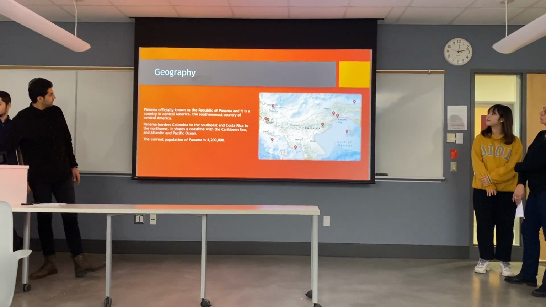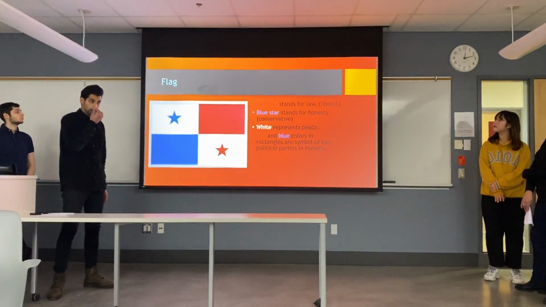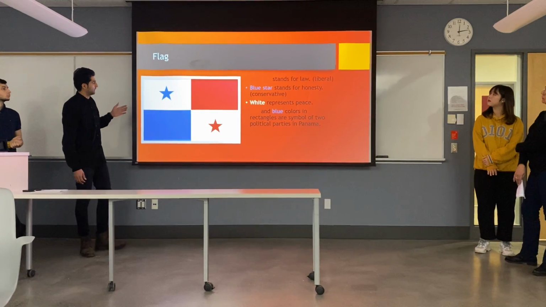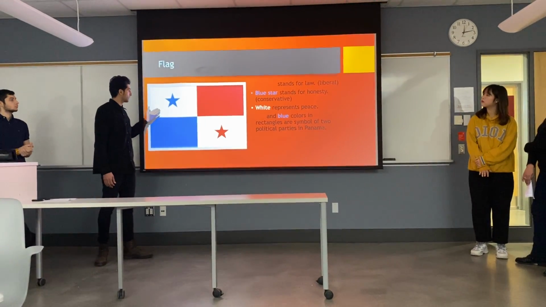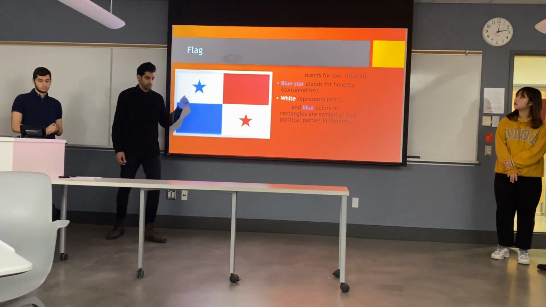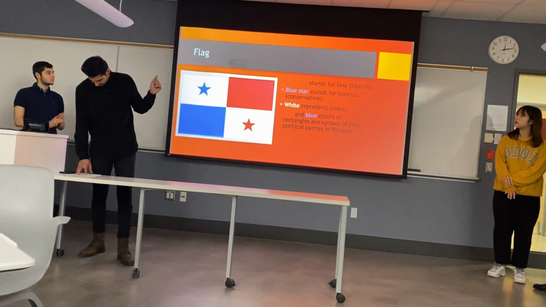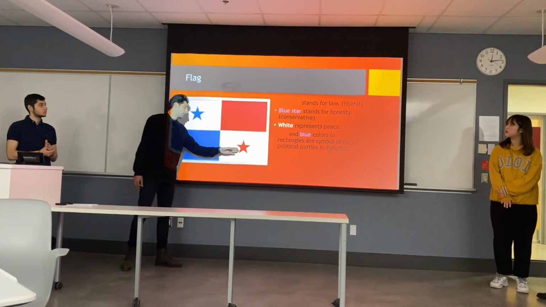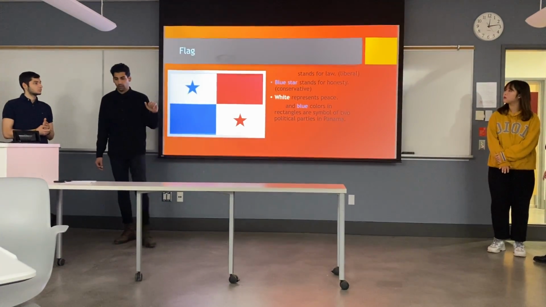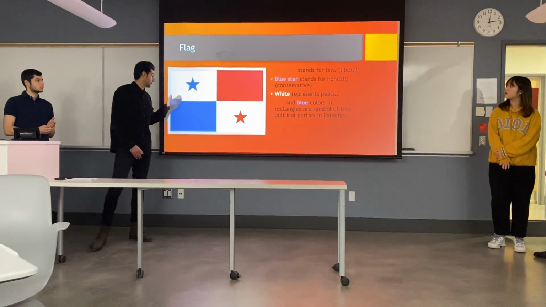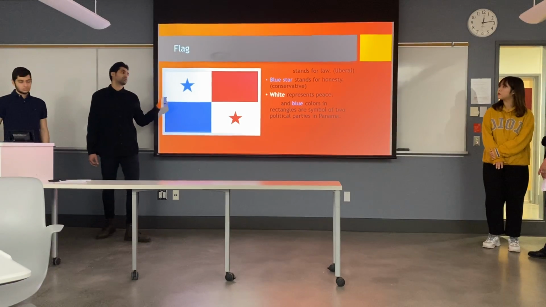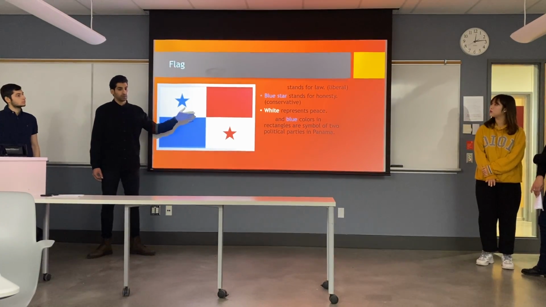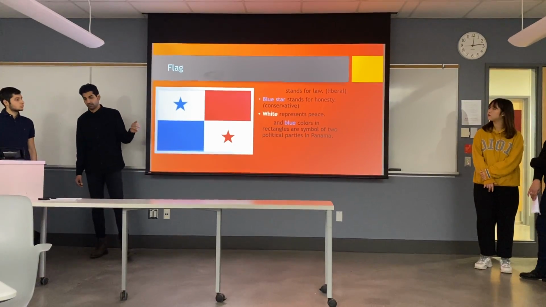Okay, so let's talk about the flag. Panama's flag consists of 4 rectangles, 2 stars, and 3 colors. The red star represents law, the blue star represents honesty, and the white color is for peace. The red and blue rectangles: red is for the Liberal Party, a political party, and blue is for the Conservative Party.